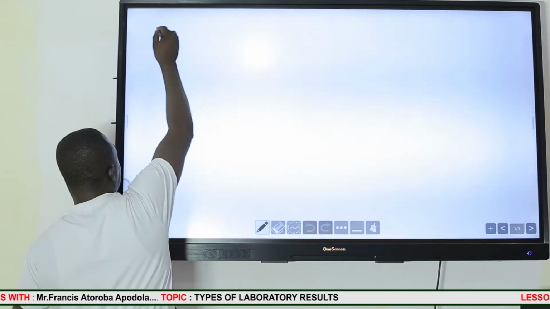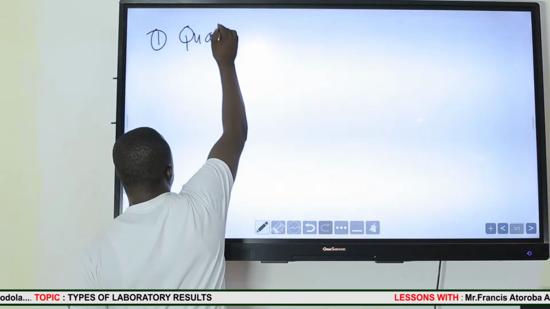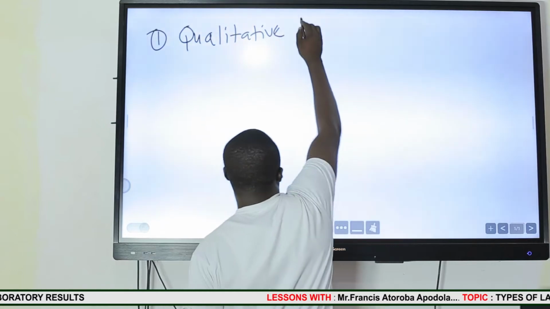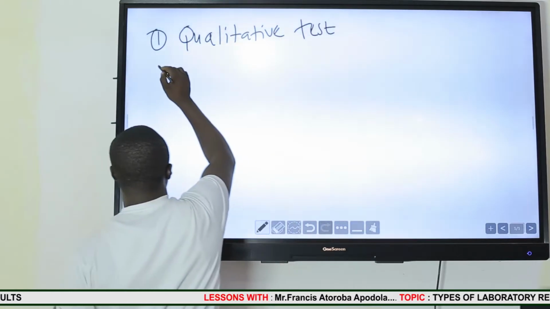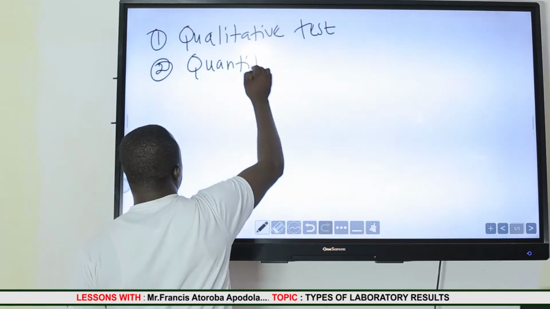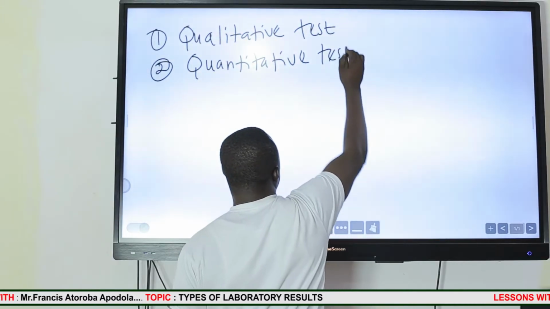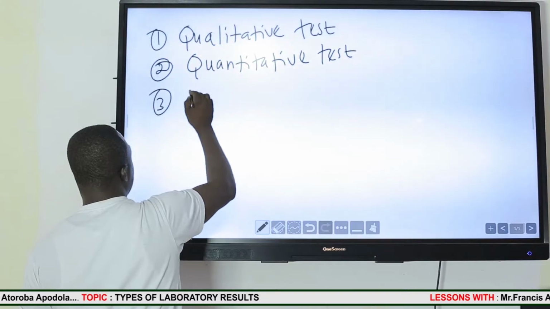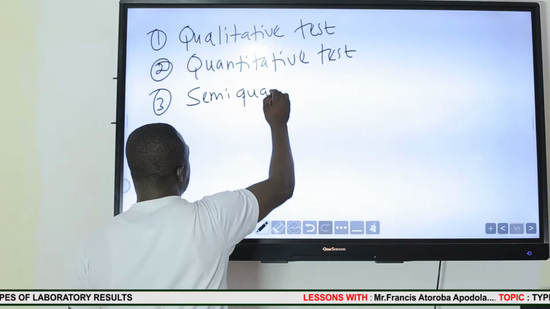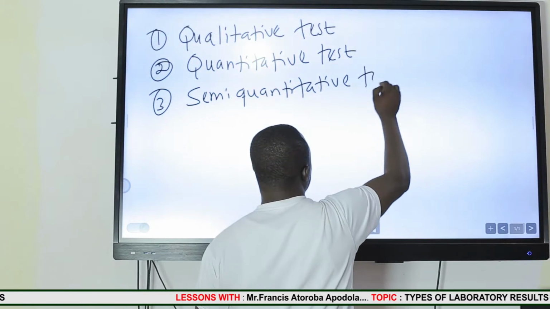And this will bring us to these three main investigations. So we have a qualitative test. We have a quantitative test. Then we have a semi-quantitative test.